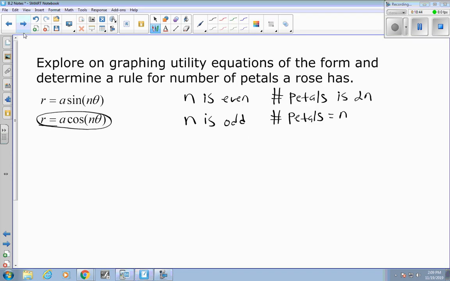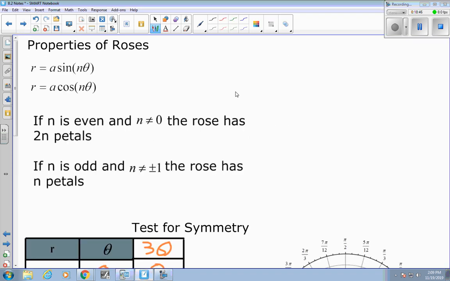Well done. A couple other rules here, which is where the proof could get hairy. n cannot be 0, and n cannot be plus or minus 1, because if you have a flower with 1 petal, it's just a circle. We've graphed that before. r equals sine theta. Multiply both sides by r: r squared equals r sine theta. x squared plus y squared equals y. x squared plus y squared minus y equals 0. Complete the square and you get a circle centered at (0, 1/2) with radius 1/2.